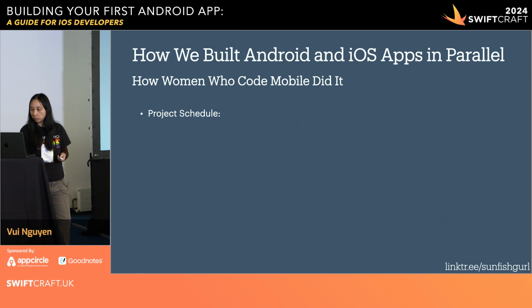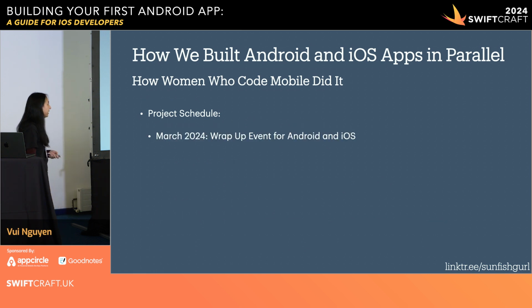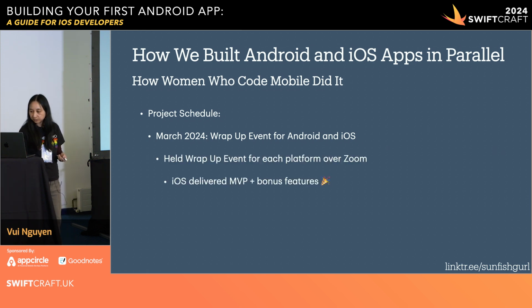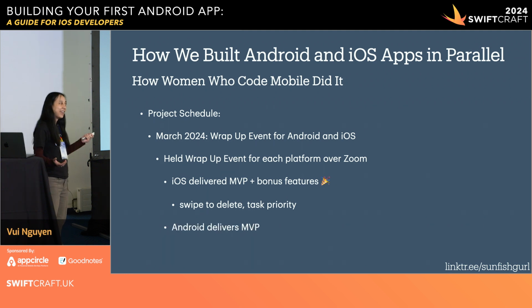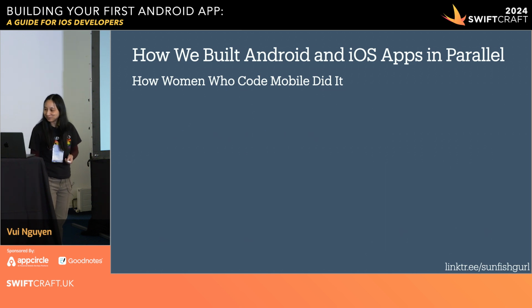So now we're on to March, and this is when we wrap everything up. And lots of positive things happened in March. Since iOS already delivered their MVP, they actually had a couple of bonus features this time to demo. One was a swipe the row to delete and also a task priority. And Android got caught up and delivered their MVP. Woo! So that was pretty exciting.